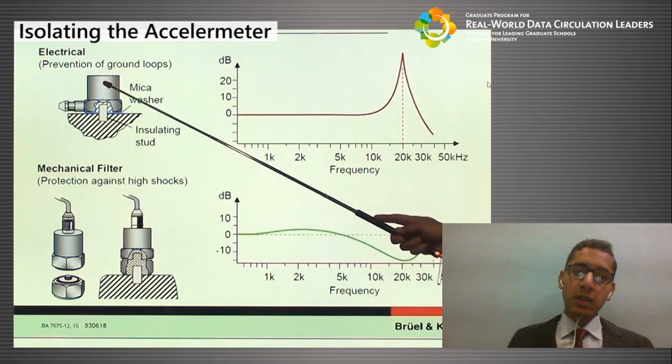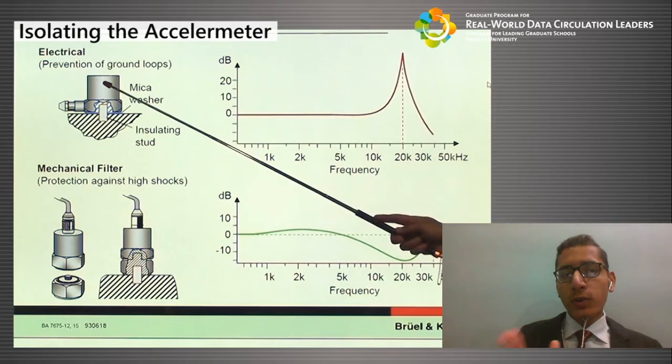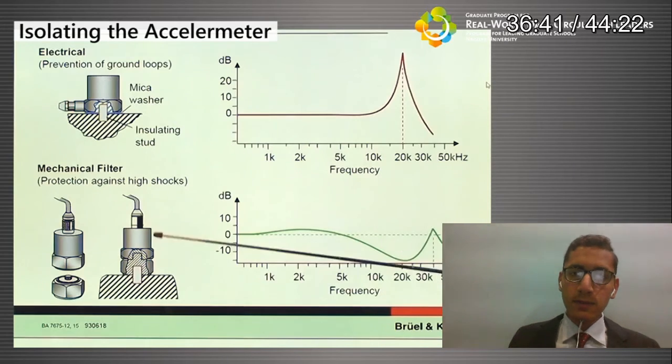Now we have isolating the accelerometer. How do we isolate it? There is the electrical method, and then we have the mechanical filter. In the electrical method, we have the prevention of ground loops, and for the mechanical filters we have protection against high shocks. Both these isolating the accelerometer diagrams are given, and it can be understood from the concepts that we have gained from the previous figures.